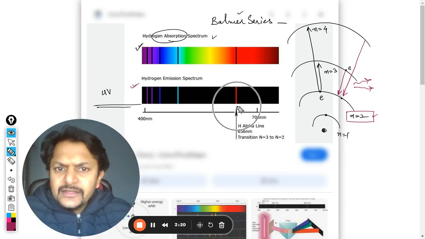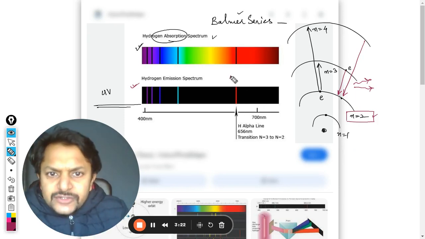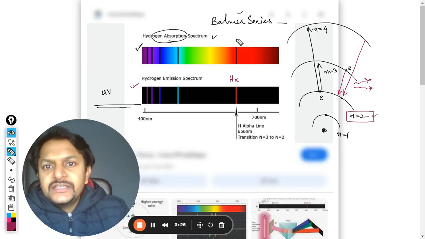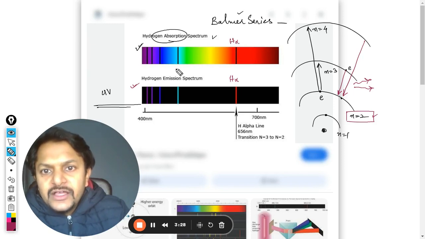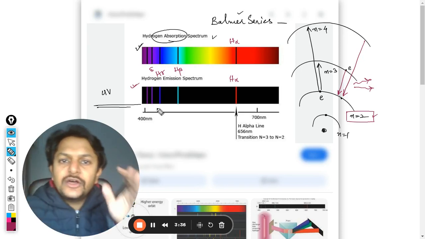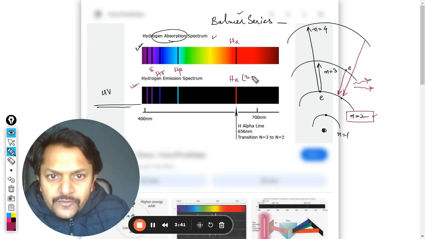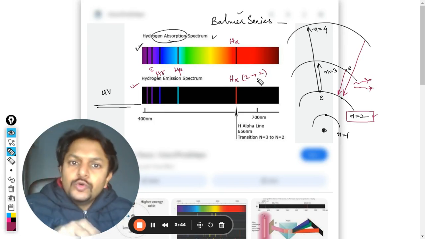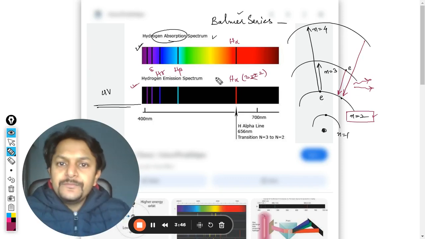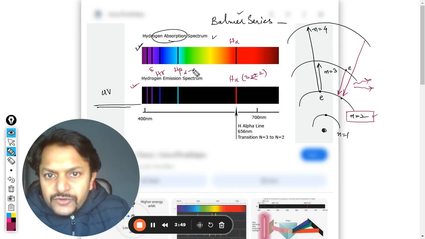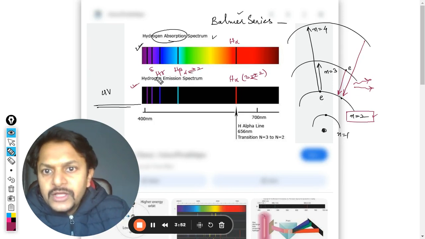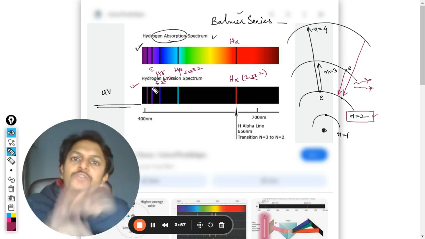Now this first line, which is happening here, is called H alpha line. Even in the absorption spectrum, we call it H alpha. We call this H beta. The next one will be H gamma, delta, like this. So all these radiations are arranged in this fashion. H alpha is pertaining to when the electron is jumping from 3 to 2, or vice versa, going from 2 to 3. Beta will come into picture if you are going from 4 to 2 or 2 to 4, and gamma is coming if you're going from 5 to 2 and 2 to 5.